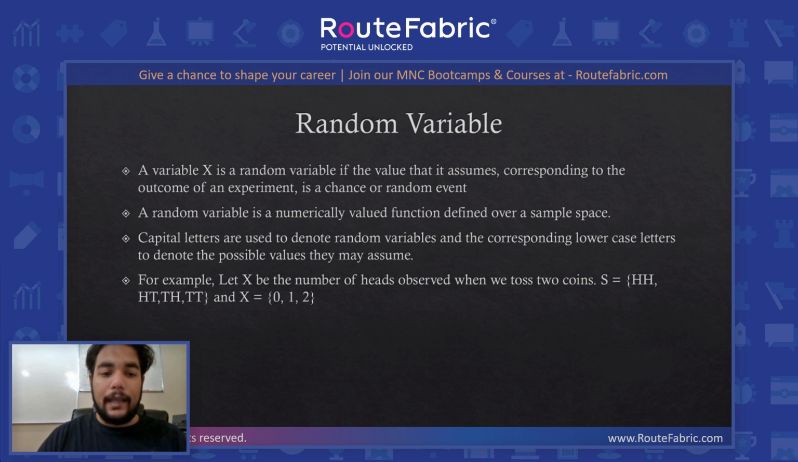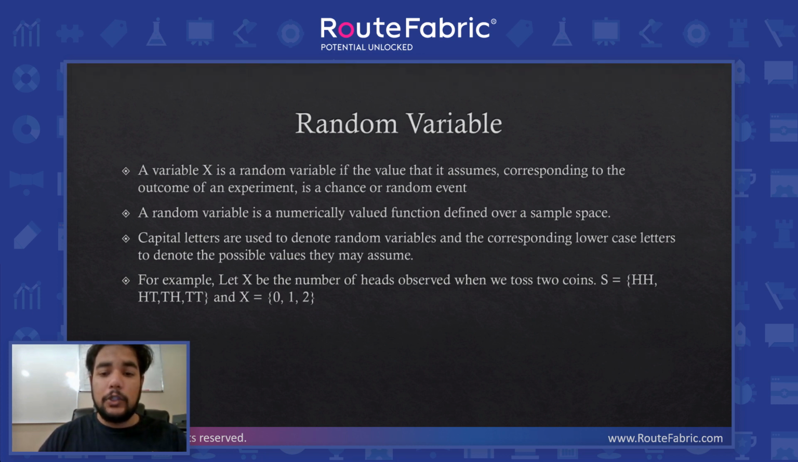A variable x is a random variable if the value that it assumes, corresponding to the outcome of an experiment, is a chance or random event. A random variable is a numerical valued function defined over a sample space. Usually to denote a random variable, a capital letter is used and a corresponding lowercase letter is used to denote the possible values they may assume.